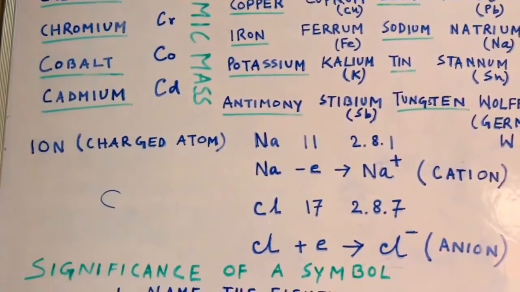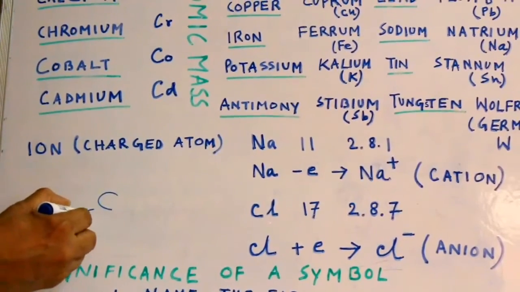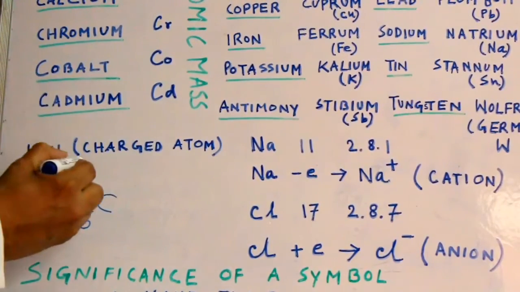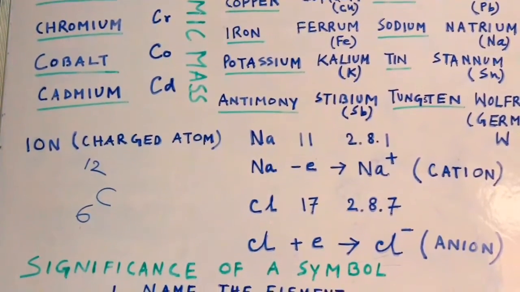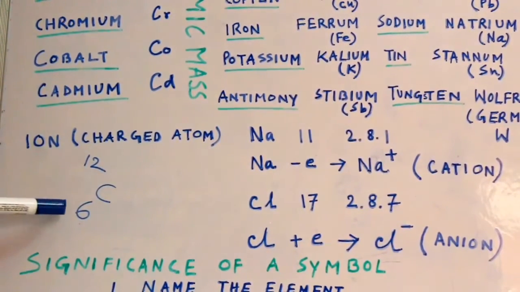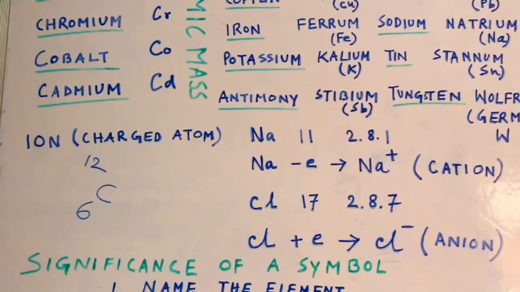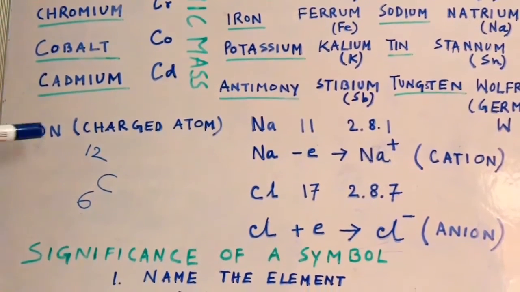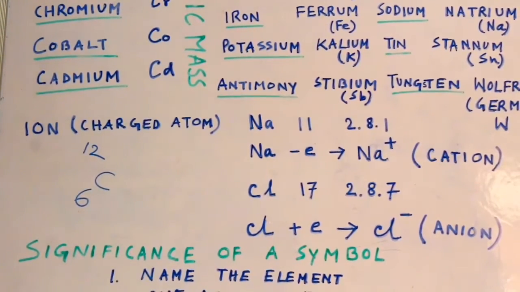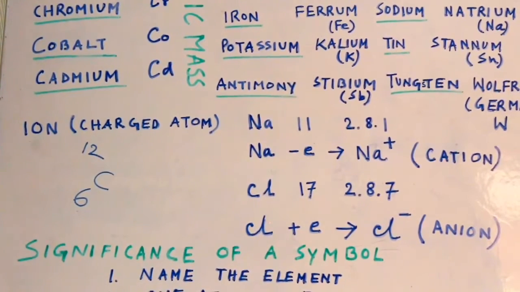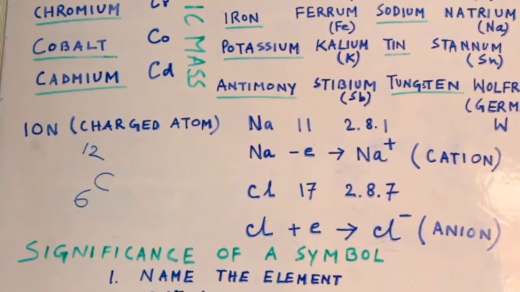This is carbon, this is the symbol. This is 6, the atomic number, and this is 12, the mass number. The atomic number means the number of protons, which is equal to the number of electrons, and the mass number is the number of protons plus neutrons within the nucleus of an atom.